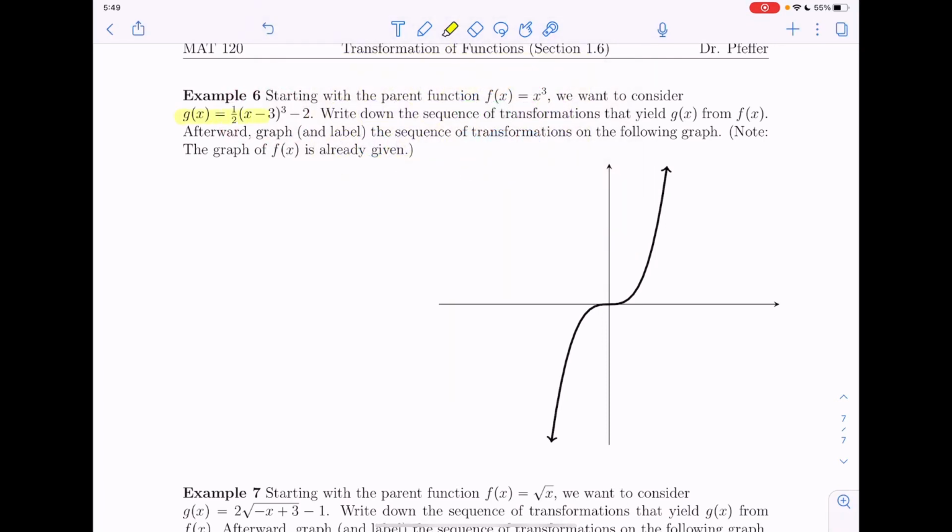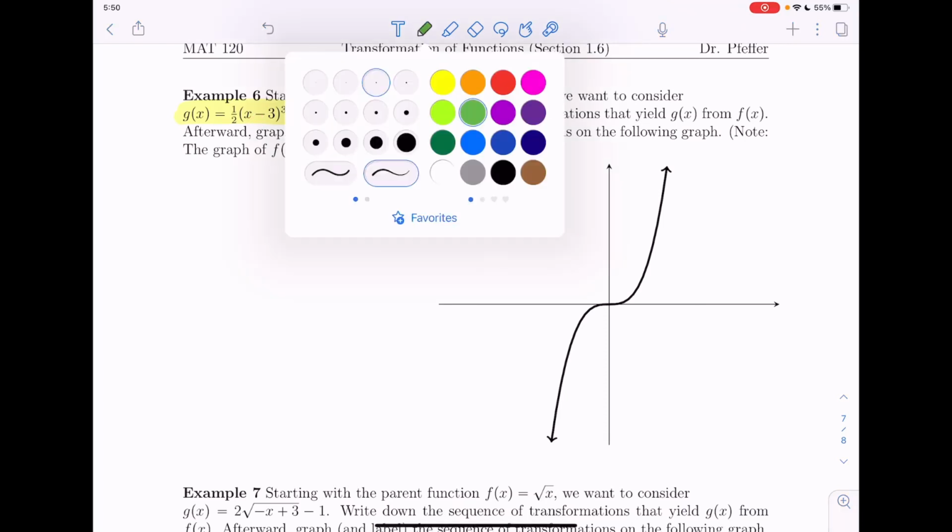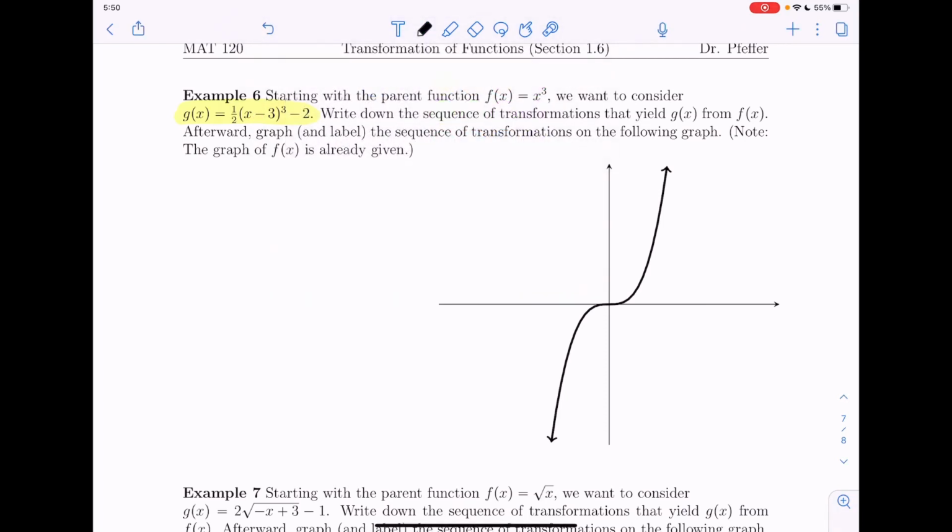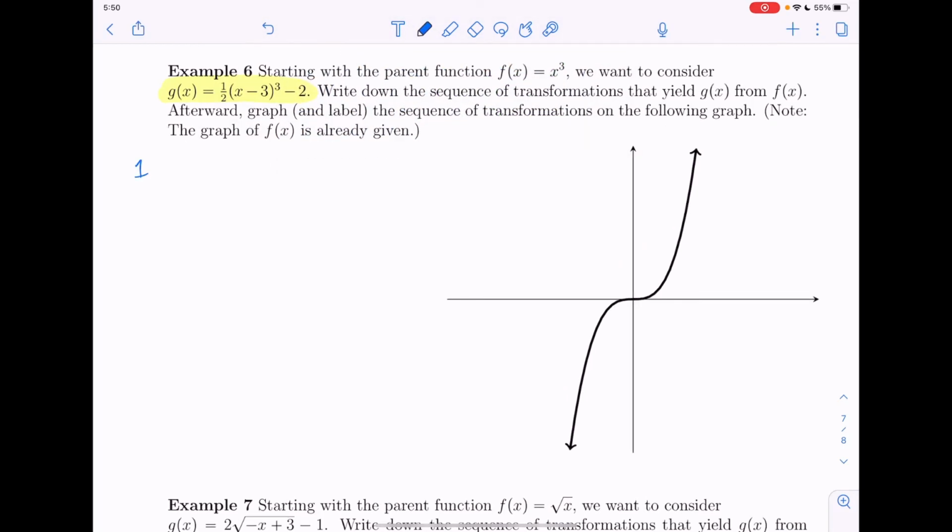And again, the way I like to think of this is I think of it like you're living inside of the parent function, and all of a sudden tons of things change. And you want to start where you're living, which is in here in the parent function, and ask what changes first around you. And so step 1, you can start with a variety of options, but I like to start with the parent function. So step 1 is graph f of x equals x cubed.